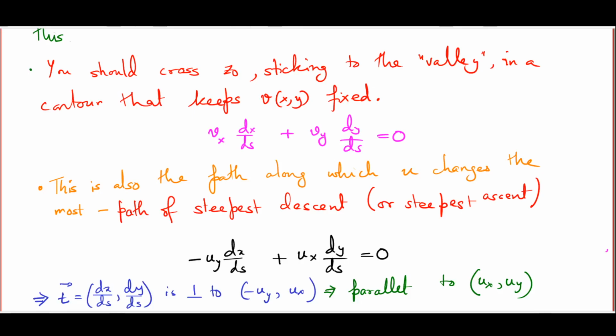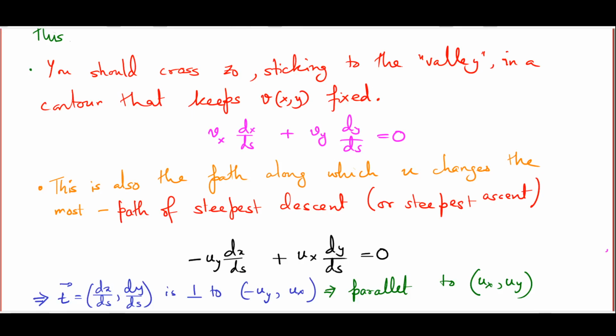But using the Cauchy-Riemann conditions, this actually tells you that minus uy dx/ds plus ux dy/ds equals 0. What that means is this tangent t, dx/ds comma dy/ds, a vector in 2 dimensions, has to be perpendicular to minus uy comma ux. But that immediately tells you that it's parallel to ux comma uy, which are nothing but the components of the 2-dimensional gradient of the function u.